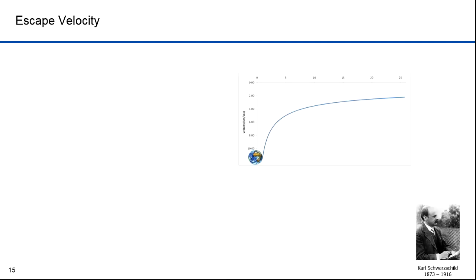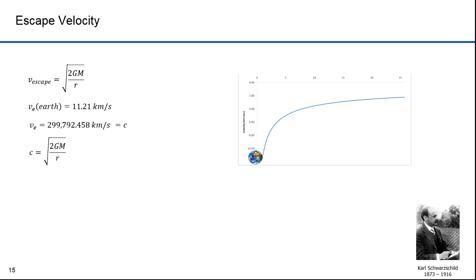We derived the formula for escape velocity in a previous section. It's the square root of 2GM over r. The escape velocity for an object at the surface of the Earth is 11.19 kilometers per second. What if the escape velocity were 299,792,458 meters per second? That's the speed of light, and nothing can go the speed of light except electromagnetic waves. This is an escape velocity that a massive object can never reach.